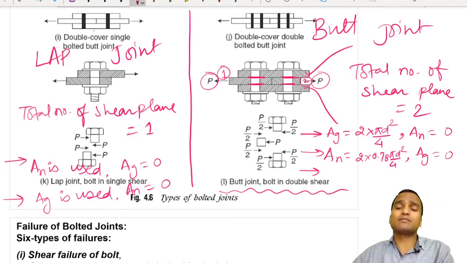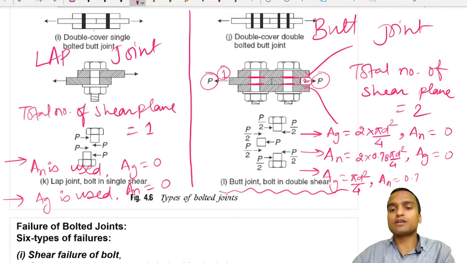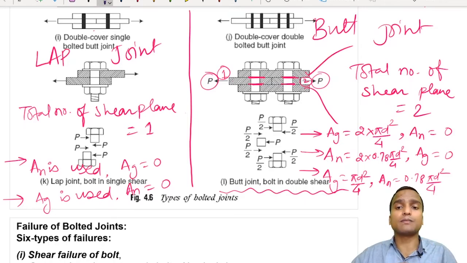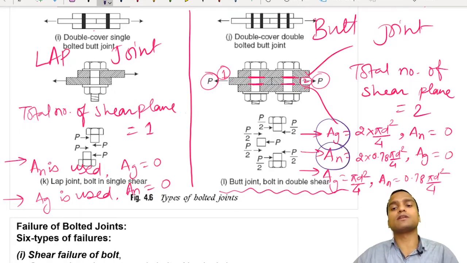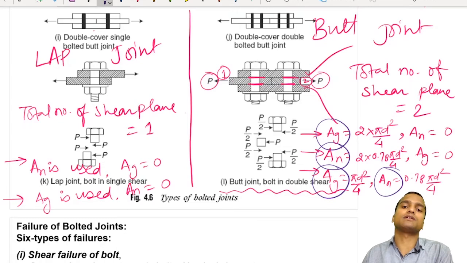And the third possibility is that we can use gross area equal to pi d square by 4, then we also have to use net area equal to 0.78 pi d square by 4. So you see, in all three cases we have used only two shear planes. In this case we have used two shear planes of gross area. In this case we have used two shear planes of net area. In this case we have used one shear plane of gross area and one shear plane of net area.